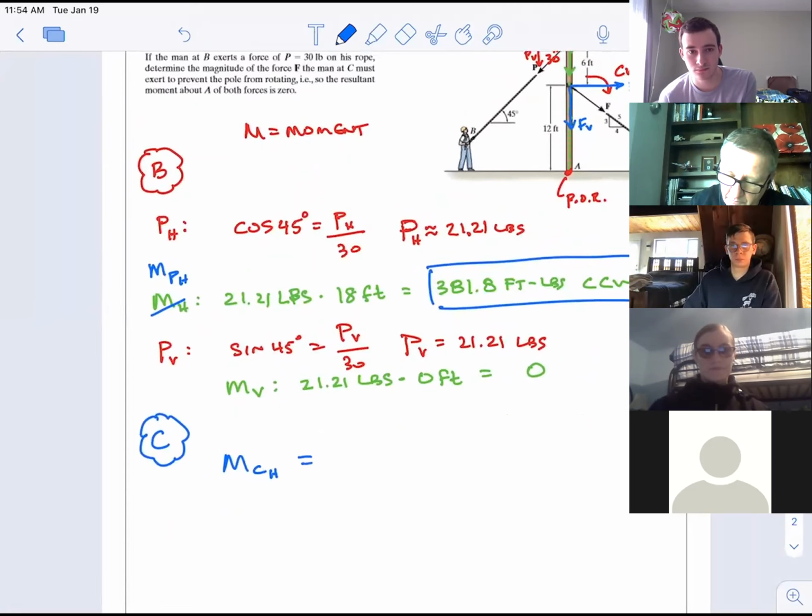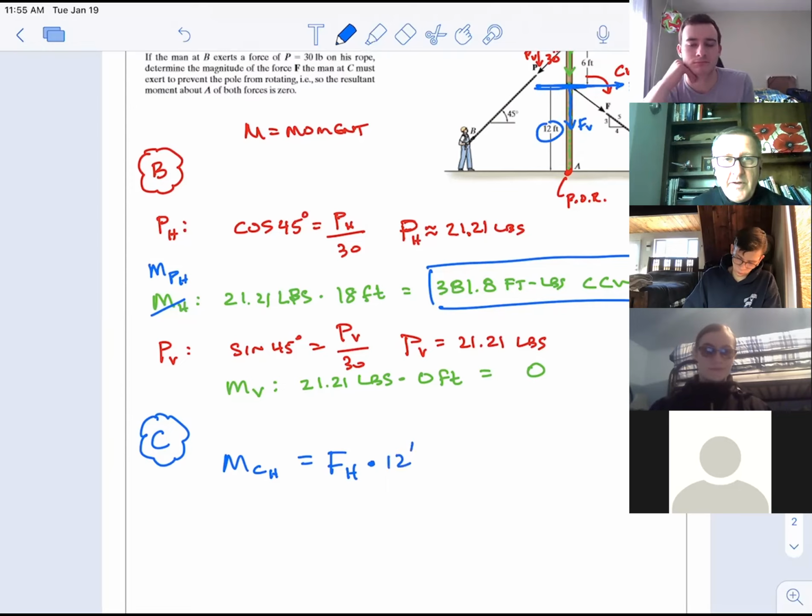Well, that's his force, which is force horizontal, which I don't know. How far is force horizontal away? How far perpendicular is it from that point of rotation? You're seeing it here, straight down 12 feet. Notice I actually don't get an answer for this because they didn't tell me what his force was. Moment around C vertical is going to be force vertical times 0. So that's going to be 0.